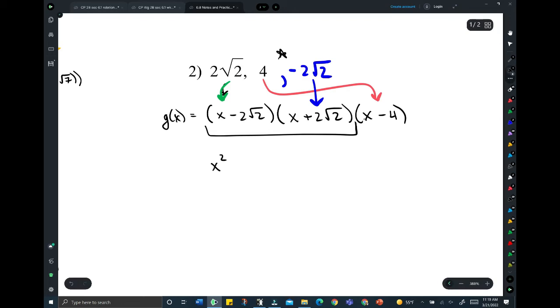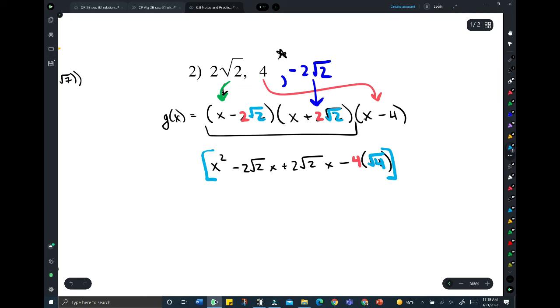So, FOIL that: x squared minus 2 roots of 2x plus 2 roots of 2x minus, the tricky part is it's going to be 4 roots of 4. Where did that come from? When we take 2 times 2, that gives you 4. And the square root of 2 times the square root of 2 makes it the square root of 4.